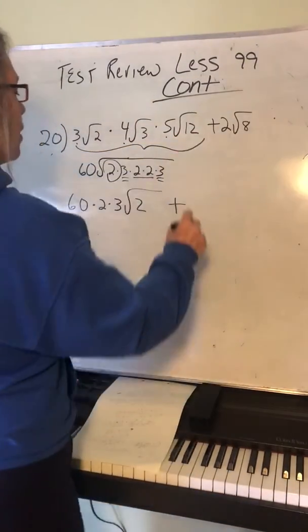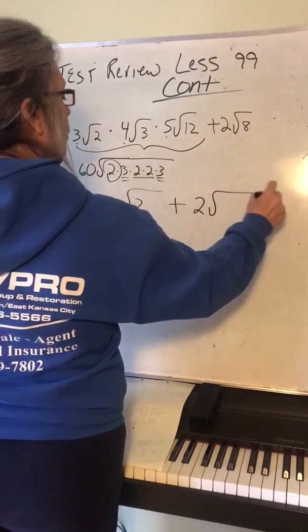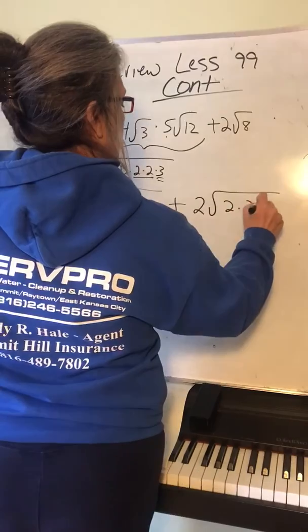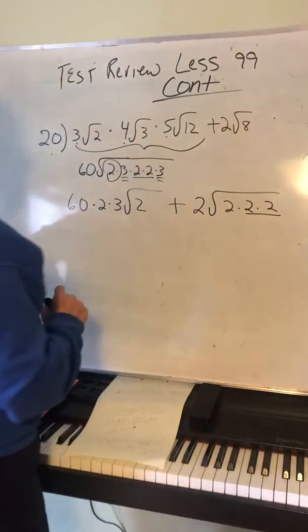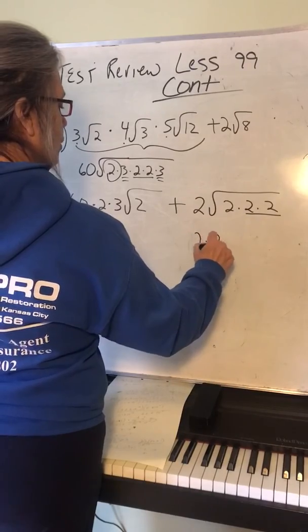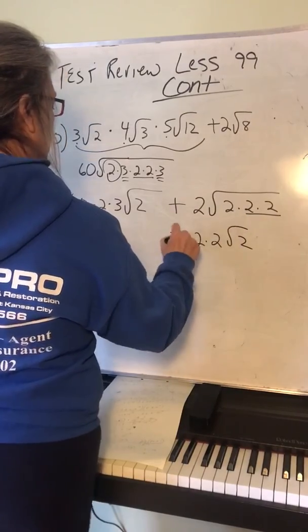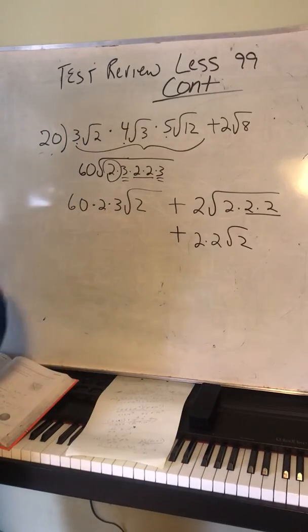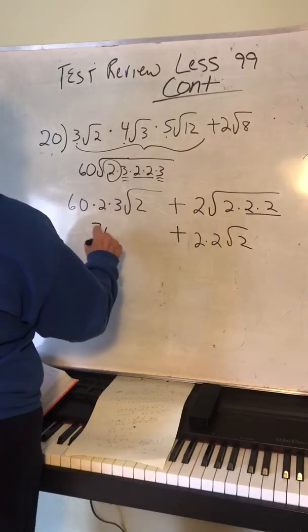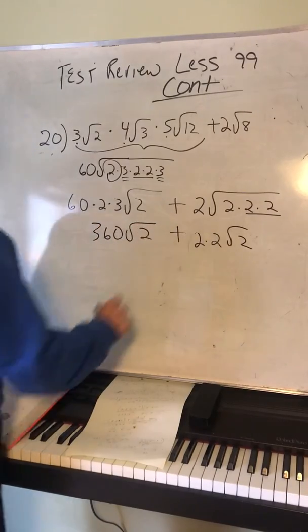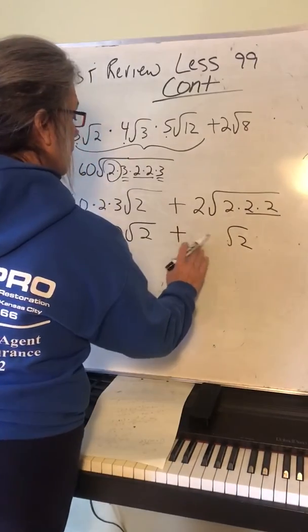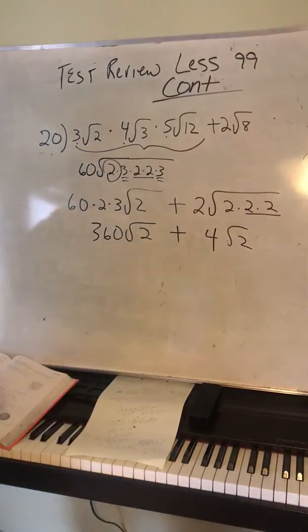Over here, we don't want to forget this part. This part is 2 square root of 8. That's not simplified. You've got to have 2 times 2 times 2. We're going to pull out a 2 here, so we end up with 2 times 2 square root of 2. This one, we end up with 120 times 3 is 360 times the square root of 2. And this becomes 4 times the square root of 2.